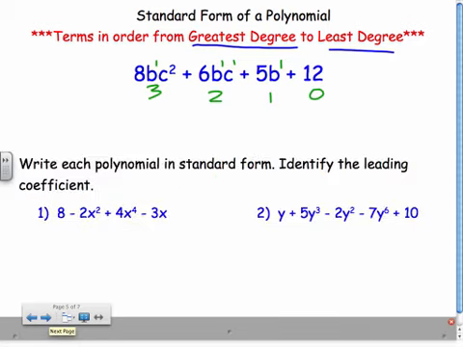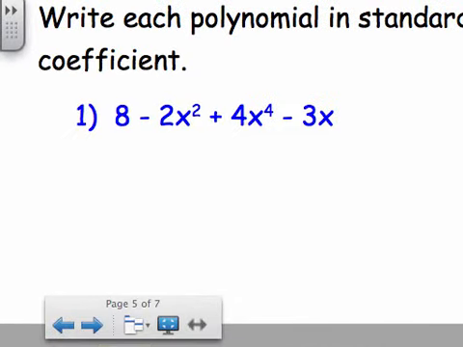So we'll try a couple here. So we want to write these in standard form. And then we're also going to identify the leading coefficient. And I'm going to talk about that once we go through this first one. So if we look at this 8, that's to the 0 degree. Negative 2x squared is the second degree. 4x to the fourth is the fourth degree. And negative 3x is to the first degree. Now, don't forget to carry the sign that's in front of each term.